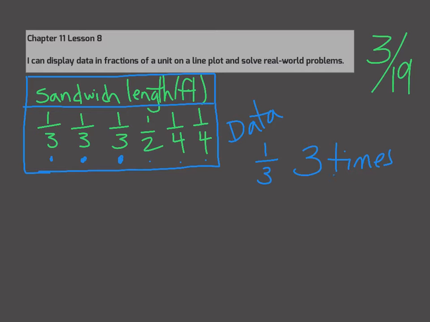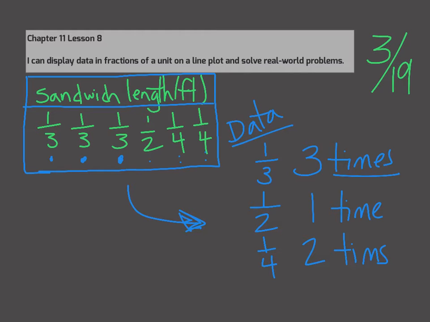That's really important if you look at that word. We'll talk about that in a minute. Then I'm going to go ahead to my next one. My next one is 1/2. Well, I've only got 1/2 one time. And I've got 1/4 two times. So if you're looking at my data, I've now taken my data and I've organized it. So I've got two steps going on. Take the information, organize my data. Cool.